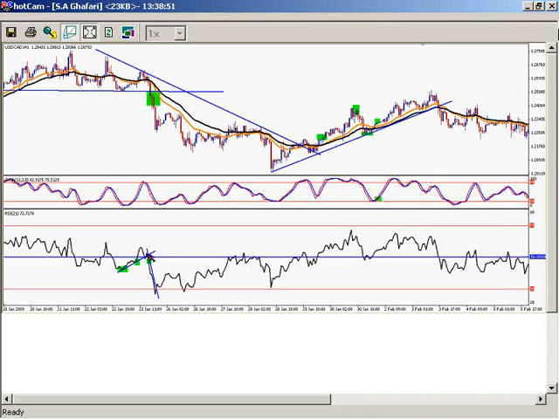We can also exit the market, confirming with the same tool. We can draw another line, and when the value of the RSI breaches the downtrend trend line that we already drew, we can exit. Well, this is very easy.